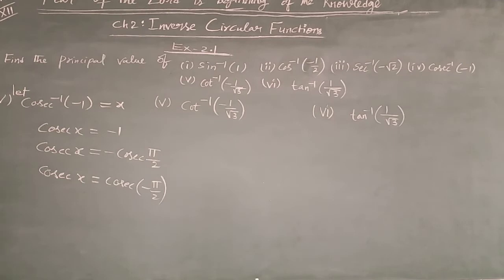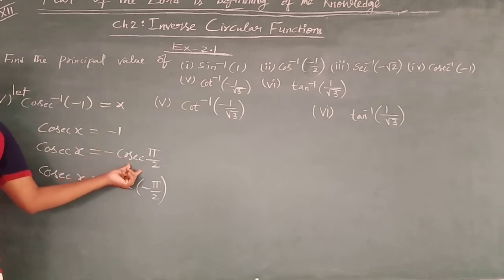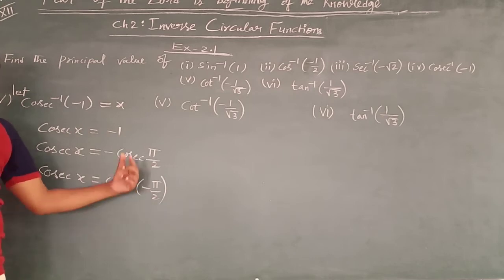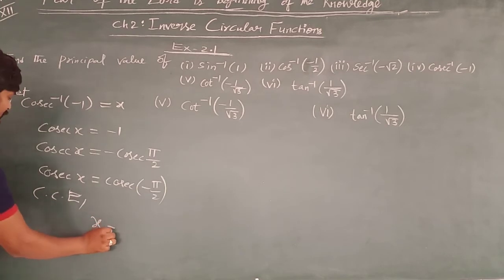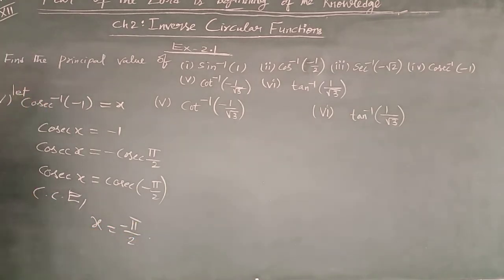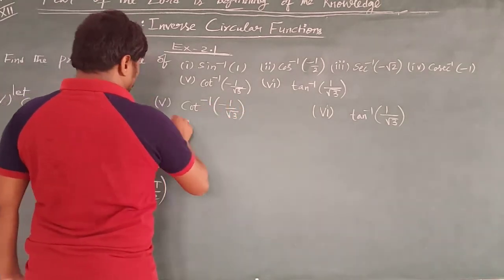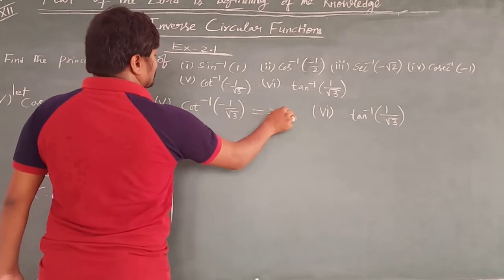So what was the reason here? Minus cosec theta is nothing but cosec minus theta. That is the formula we used here. And so now again, comparing corresponding elements, you get x is equal to minus pi upon 2. So this is about your fourth question. Now we are going to the fifth question, that is cot inverse minus 1 upon root 3. So now cot inverse minus 1 upon root 3 is equal to x.